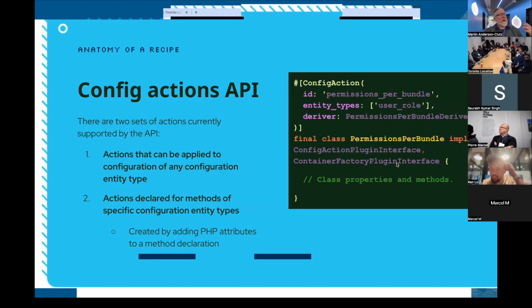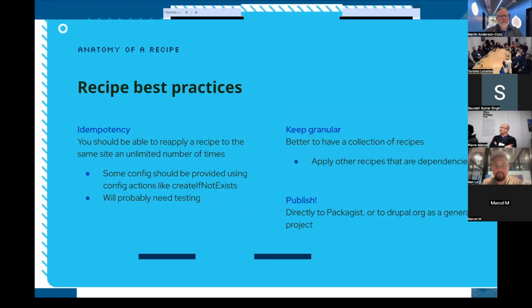But I believe Search API has already created its own config action. And in the same way that we talked about different modules probably providing AI agents, we're probably going to see a lot of modules providing their own config actions moving forward as well. Some best practices around recipes.